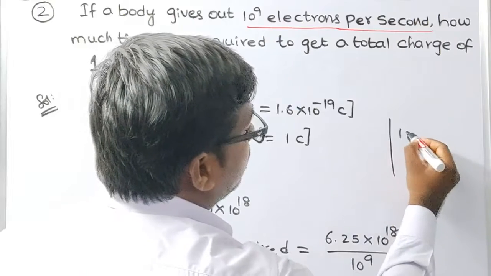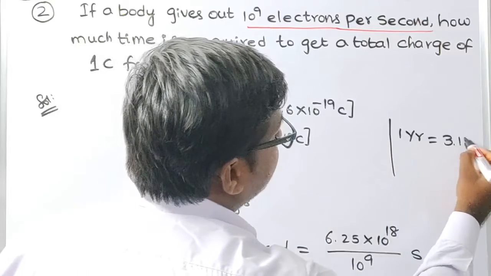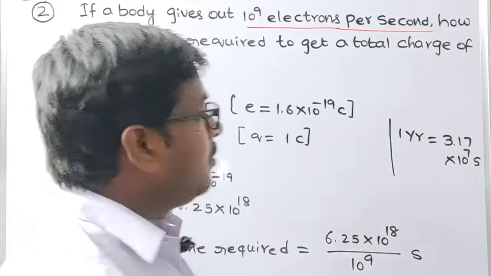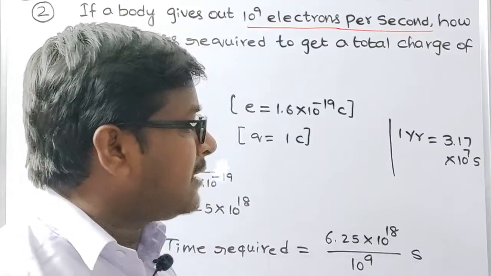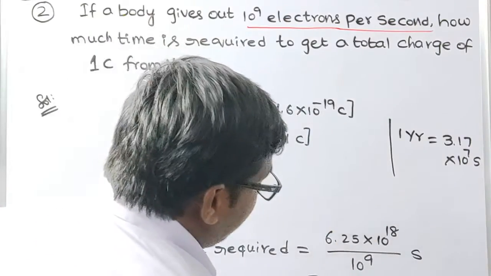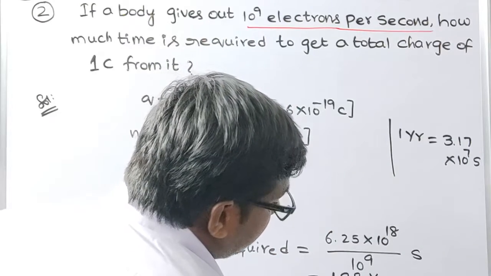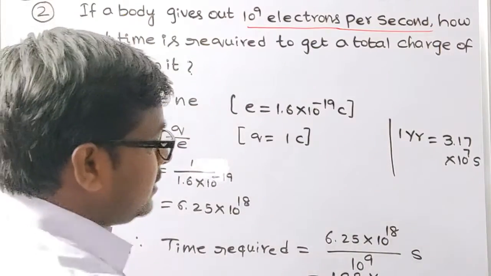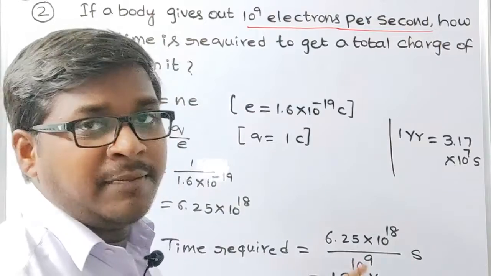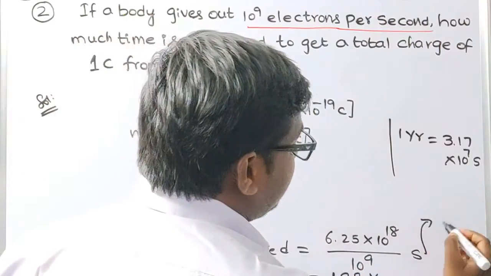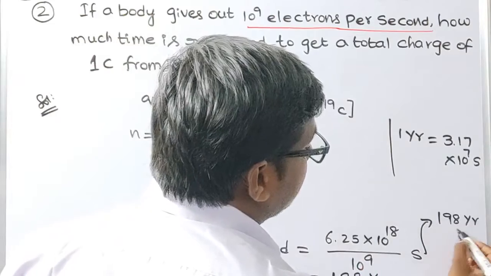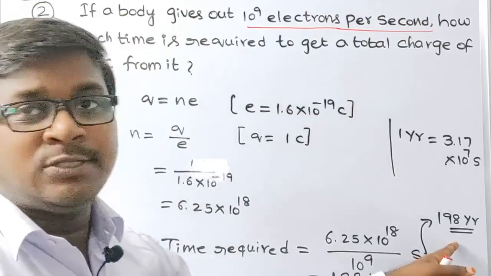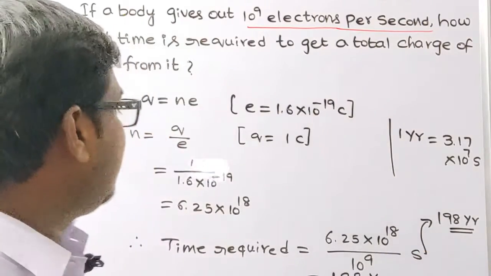One year is equal to 3.17 into 10 power 7 seconds. Converting, that is approximately 198 years. So the answer is 198 years, the time taken to get a total charge of 1 coulomb from it. This is the second problem.